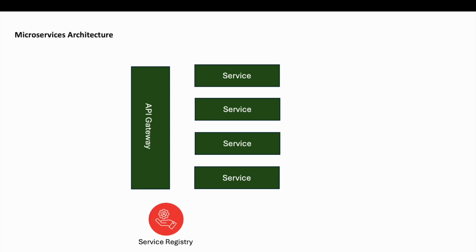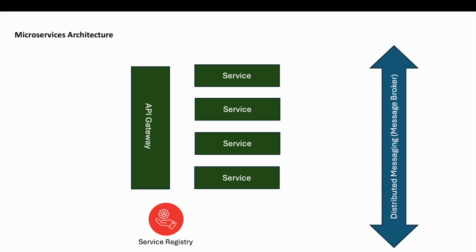Then we have the service registry, or service discovery: mechanisms for services to find and communicate with each other, often implemented using this service registry. Then we have the distributed messaging. Communication between services is handled asynchronously, typically through a message broker. And then we have the continuous delivery and integration, which is CI/CD. Automation tools are crucial for testing, deploying, and scaling microservices independently.